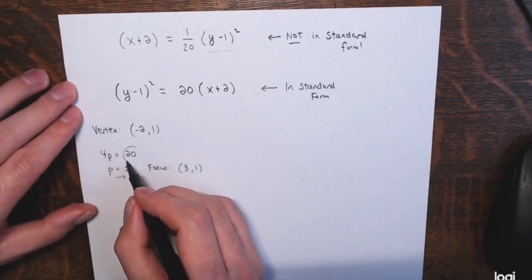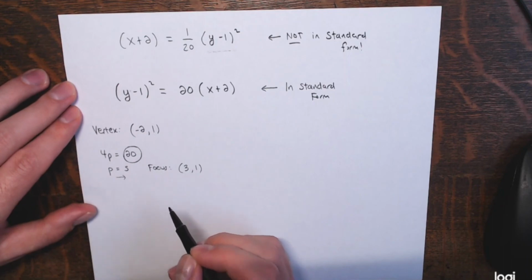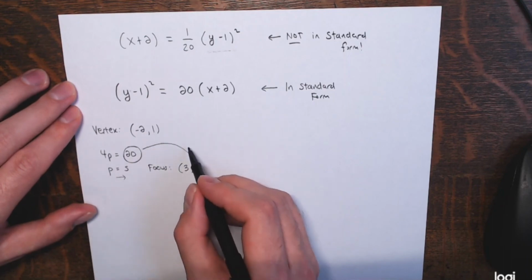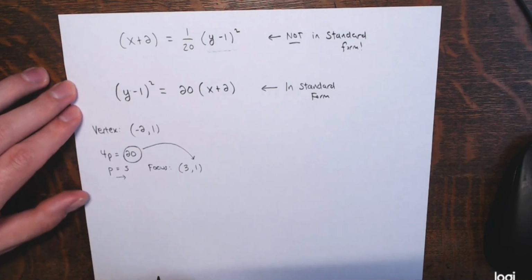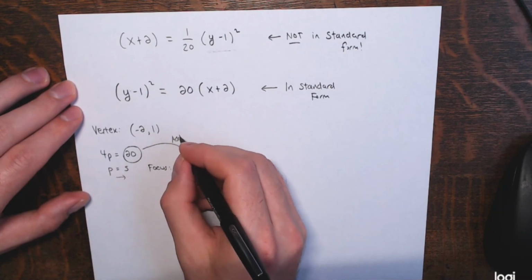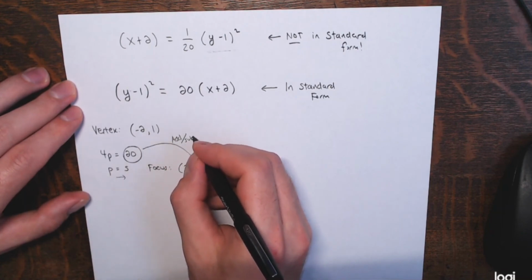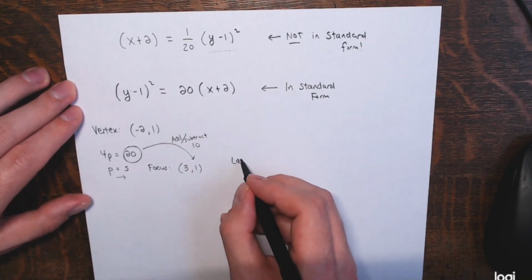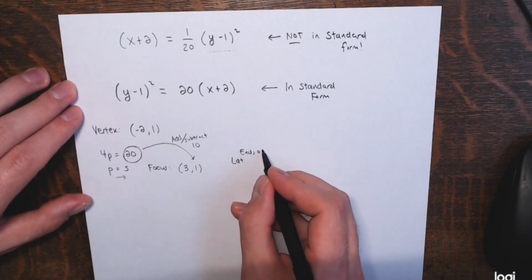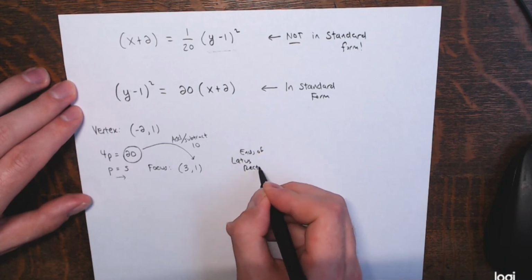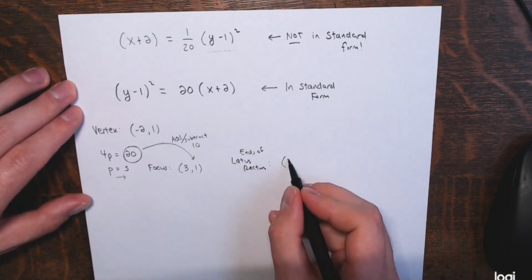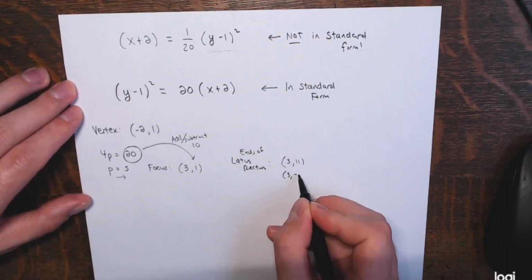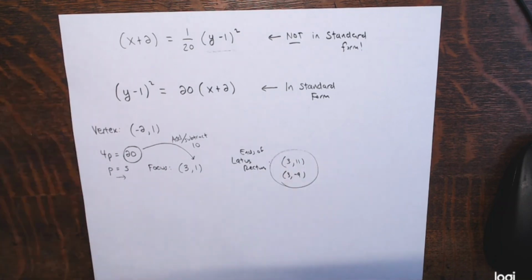And then here's the length of the latus rectum, 20. So that means I'm going to be going up and down 20 in total. The latus rectum should be perpendicular to the axis of symmetry or parallel to the directrix. I'm going to add and subtract 10 to the y coordinate of the focus. So the ends of the latus rectum are at (3, 11) and (3, -9). And this is what they want us to enter, (3, 11) and (3, -9).